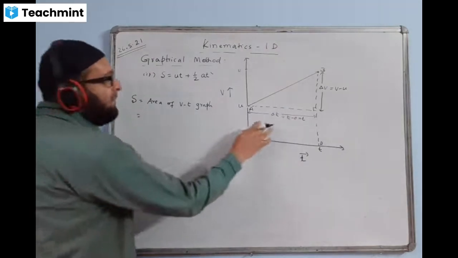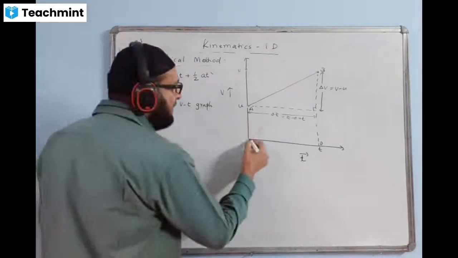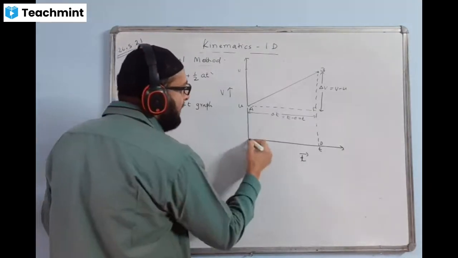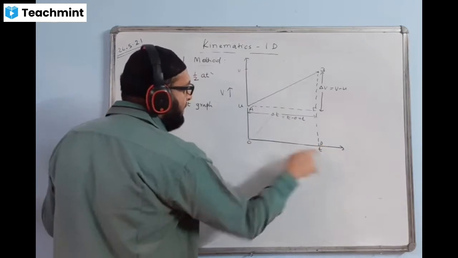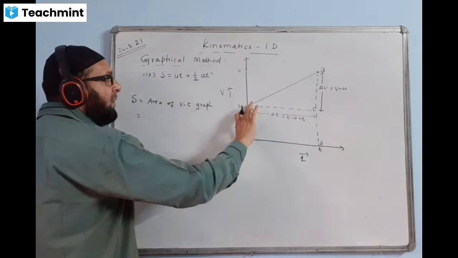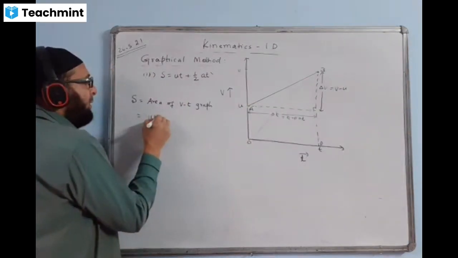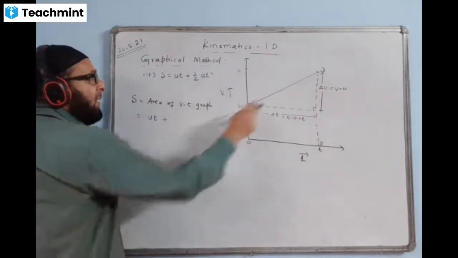So I'll first find the area of this rectangle. What is the area of the rectangle formula? Length into the breadth. What is the length? Length is from here to here. How much is the value? T minus 0, that is T. What is the value of this height? U minus 0. That is how much? U only. So we have UT plus the area of the triangle.